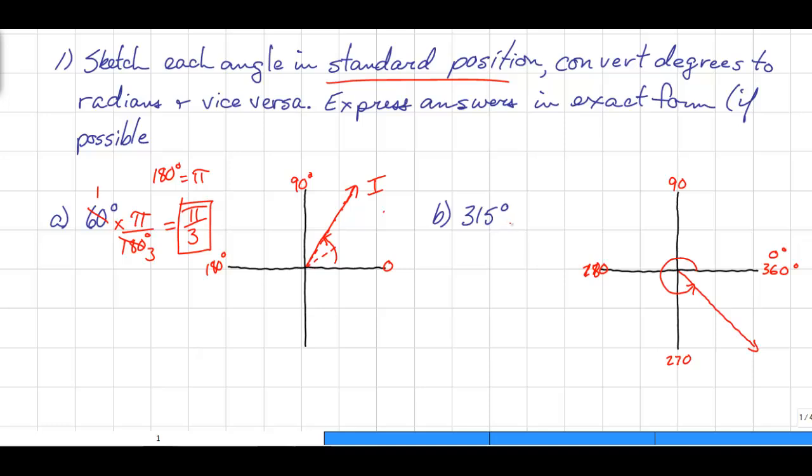And then I want to convert that into radians, so I'm going to multiply again by pi over 180. I'll figure out what goes into 180 and 315. And I saw over here that this was 45 less and this was 45 more. So I'm willing to take a guess here that 45 goes into both. And it turns out that it does. 45 goes into 180 4 times. And it goes into 315, I believe, 7 times. I have to check that out. And that comes up to 7 pi over 4, okay, in exact form.